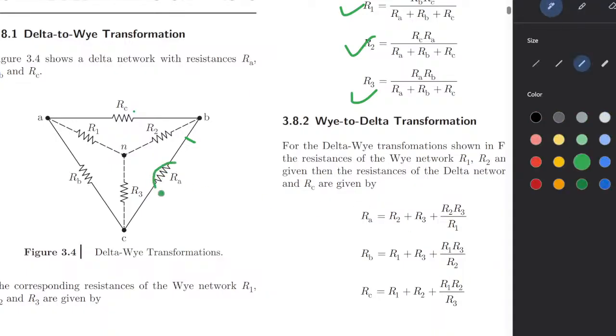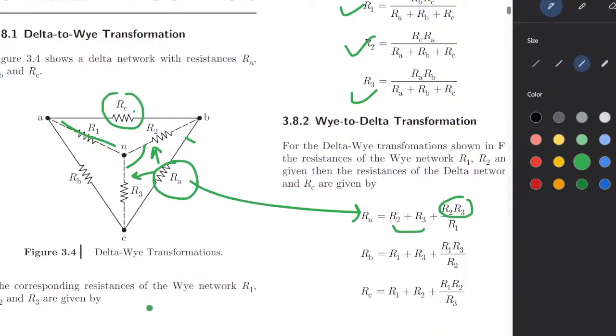So when we have to find RA, how do we do it? We see R2 and R3. So it is R2 into R3, divided by R1 plus R2 plus R3. We see the multiplication divided by this sum. Similarly, we have to find this one.